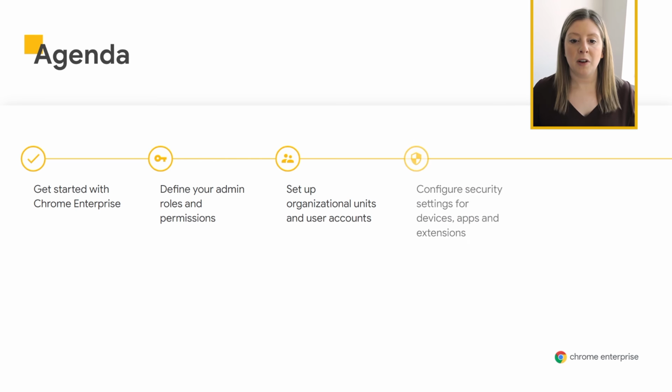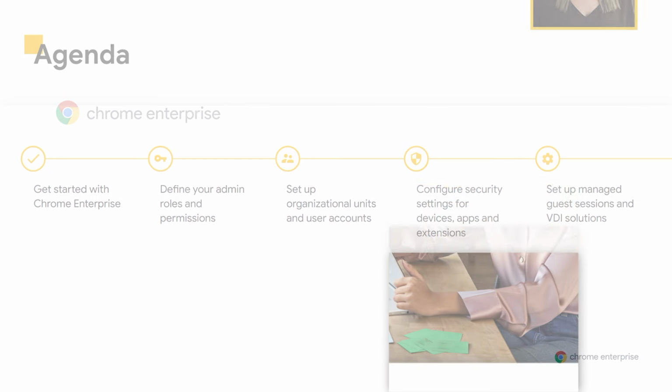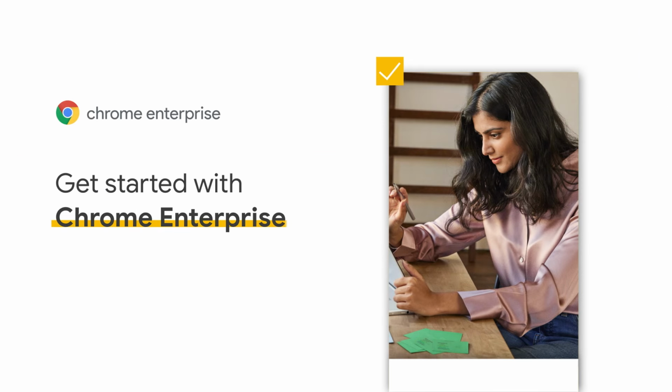After that, we'll configure security settings for devices, apps, and extensions, including how to lock down your entire fleet. And lastly, we'll set up managed guest sessions to get devices up and running quickly on VDI solutions such as Cameyo, Citrix Workspace, Parallels, and VMware Horizon. So let's get started.